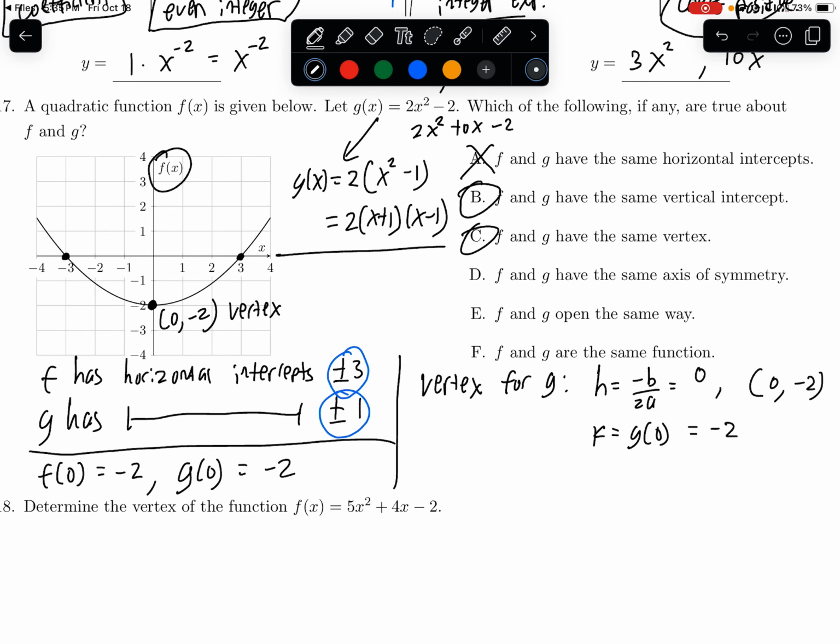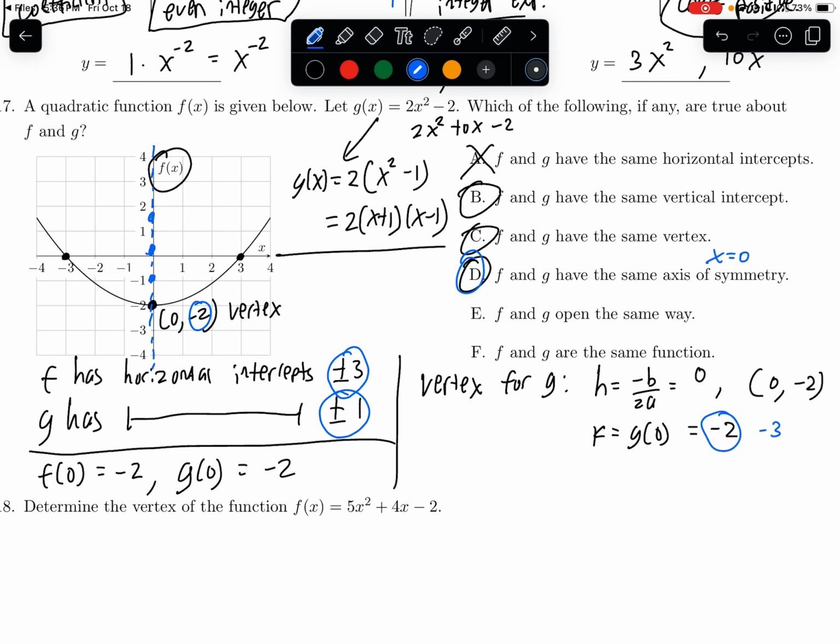Do f and g have the same axis of symmetry? Well, yes, of course, because they have the same vertex. So their axis of symmetry has to be the same line. Actually, that could be true even if k was different, like the negative 2 and the negative 2. Of course, they are the same number here, but if this was like negative 3, then this answer would still be true. Changing where the vertex lies on this line doesn't change the fact that it still has an axis of symmetry at x equals 0.